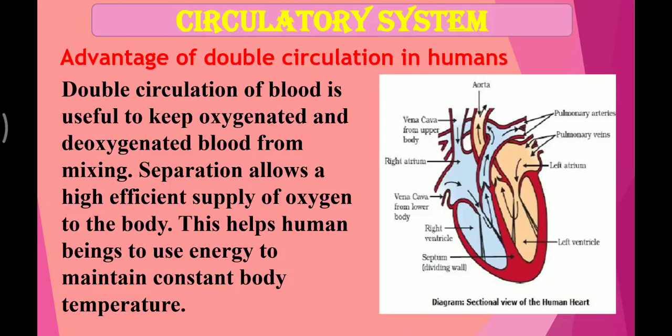What is the advantage? Why does it have to go two times? Double circulation of blood is useful to keep oxygenated and deoxygenated blood from mixing. It should not mix again. If blood without oxygen goes to the oxygenated side, it will cause problems.